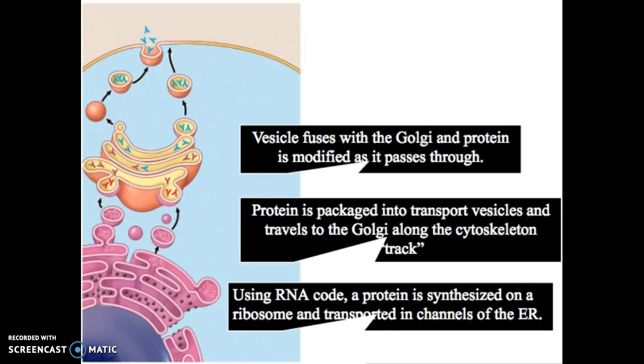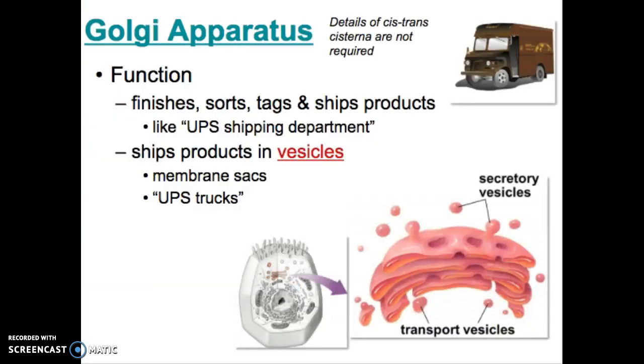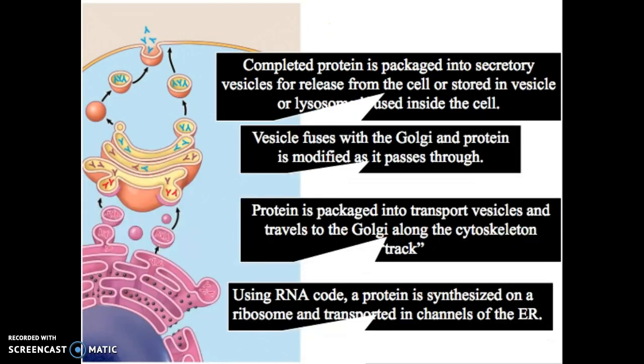So step 3 is that the vesicle fuses with the Golgi, and the protein is then modified as it passes through. So the Golgi is basically like the UPS or post office. It will finish the proteins, modify them as needed, sort them, tag them, and then ship them depending on where they need to go. So they ship their products in more vesicles. So vesicles come into the Golgi as transport vesicles, as you see here, and they leave the Golgi as secretory vesicles.